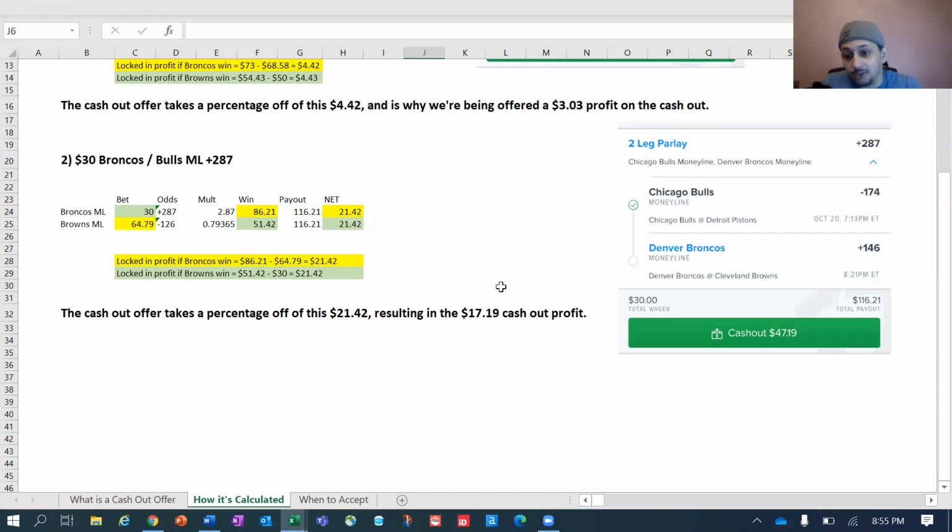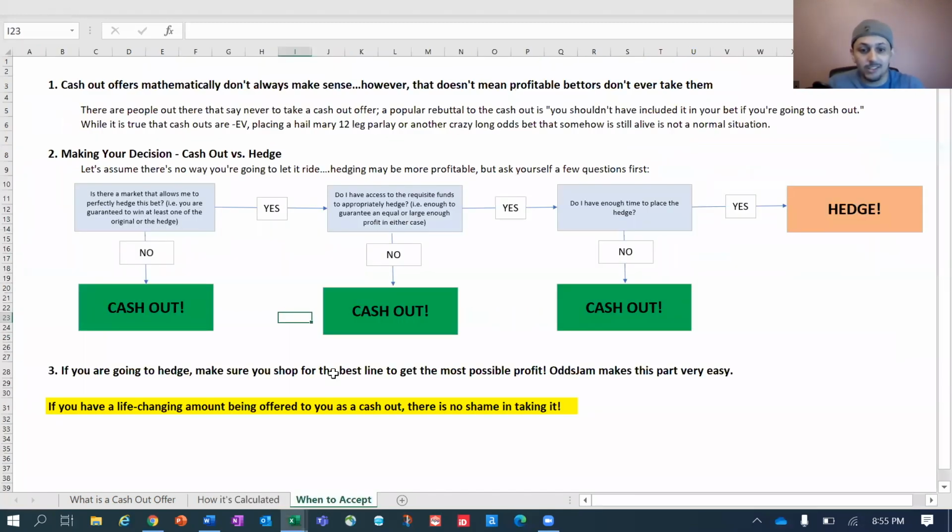But again, there's certainly benefits to the cash out method as well. And it depends on your situation. So in this next slide, we're going to see my thoughts on when to accept the cash out offer. Mathematically, as we just saw, with the cash out you do lose a little bit compared to hedging. But it doesn't mean profitable bettors don't ever take them.